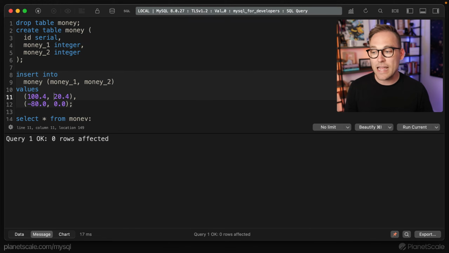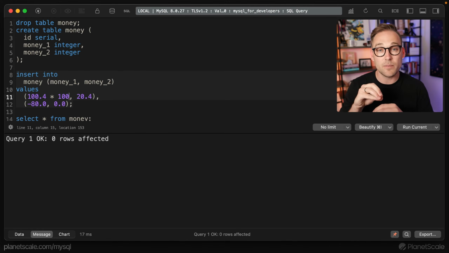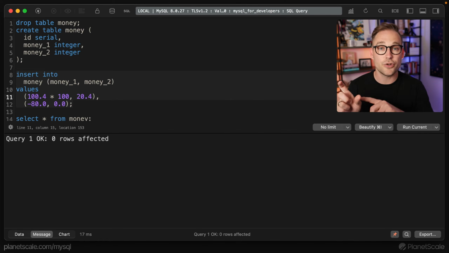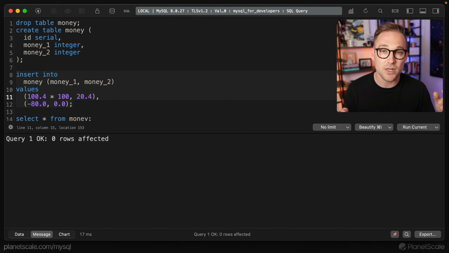Now, instead of inserting 100.4, we have to ensure that there are no fractional parts remaining. So what we're doing is we're taking it out of the denomination that it's in, and we're moving it into the lowest possible denomination so that there are no more fractional parts. In the case of the US dollar, that would be taking it out of dollars and turning it into a number of cents. This is what Stripe does. Stripe will return all the transactions in the lowest possible denomination of a currency. And so this is a totally viable method.